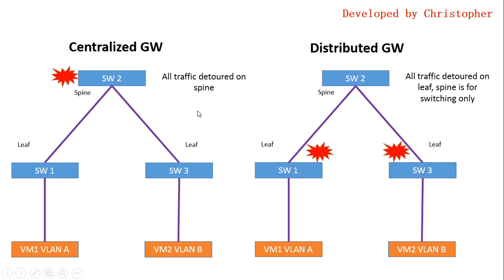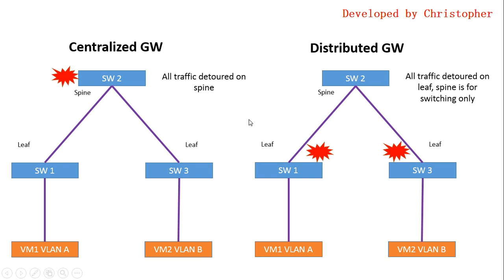The centralized gateway means all the traffic will be detoured on the spine. In other words, the spine is the bottleneck of the entire fabric. If the size of the routing table and the ARP table is quite small, the performance of the entire fabric is low. So this is the drawback of the centralized gateway, and the spine here suffers from a great burden. If the spine fails, everything fails.